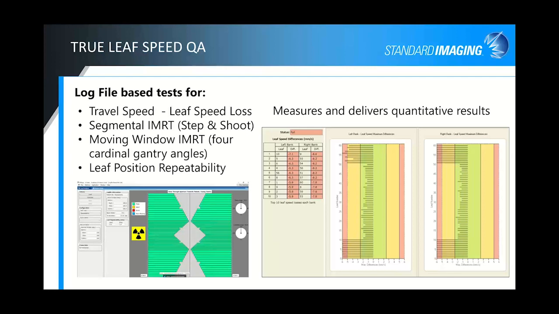And then the matrix on the upper left of that screen gives you your 10 worst culprits, if you will, the 10 worst results, showing you which leaves may be causing the biggest issues within the banks of the leaves.